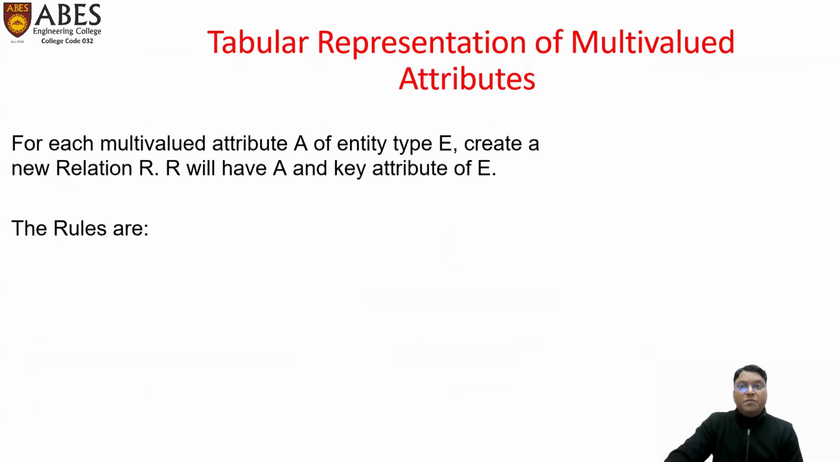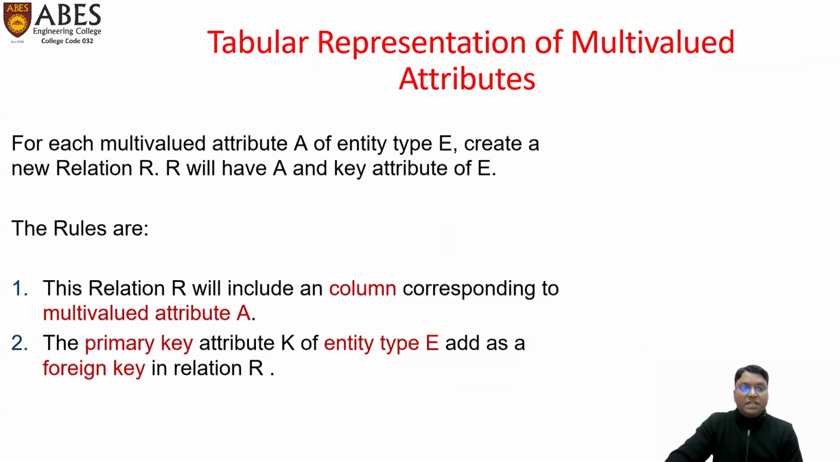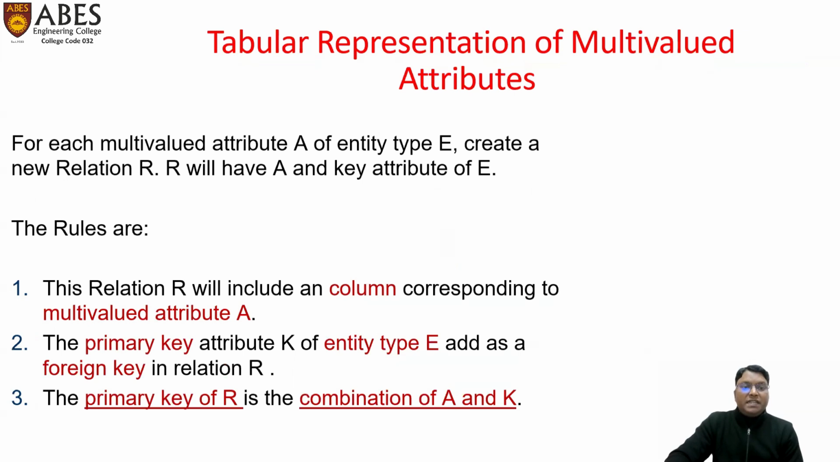Tabular representation of multi-valued attribute. For each multi-valued attribute A of entity type E, create a new relation R. R will have A and the key attribute of E. The rules are, the relation R will include a column corresponding to the multi-valued attribute. Remember this point. The primary key attribute K of entity type E is added as a foreign key in the relation R. The primary key of R is the combination of A and K.